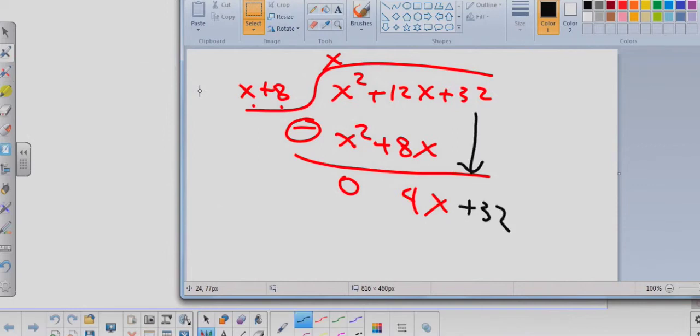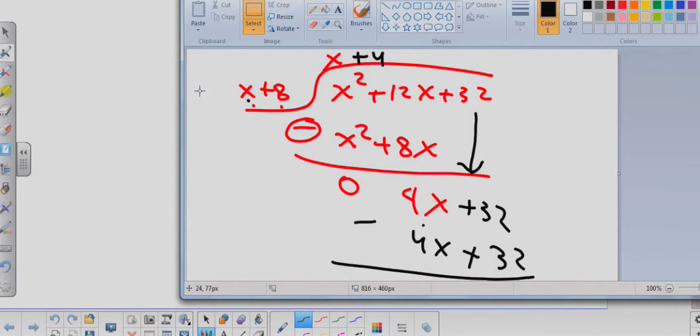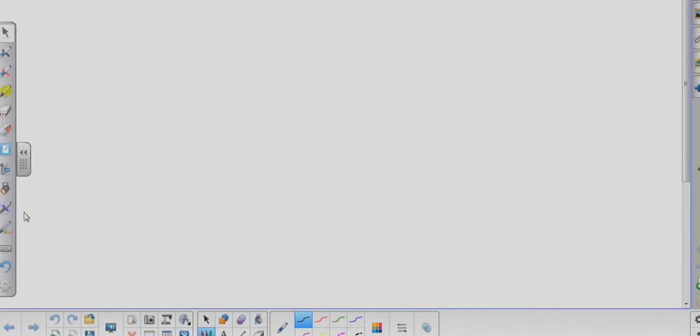You divide again. 4x divided by x, you get 4. Just 4. 4 times x plus 8 will give you 4x, and multiplied by the 8 will give you also 32. That means when you get the difference, nothing remains. It will be 0 and 0, right? So that means the answer will be x plus 4 and no remainder.